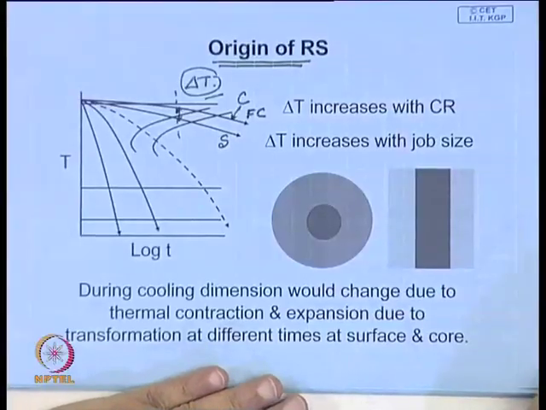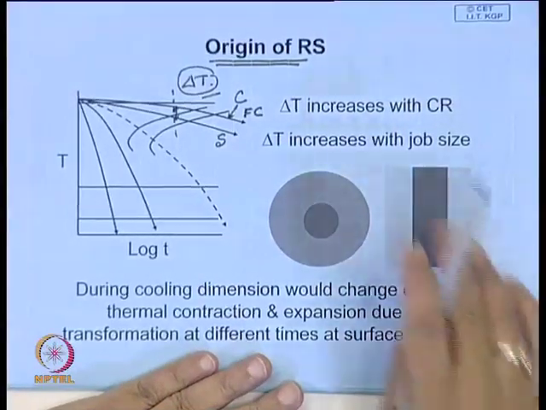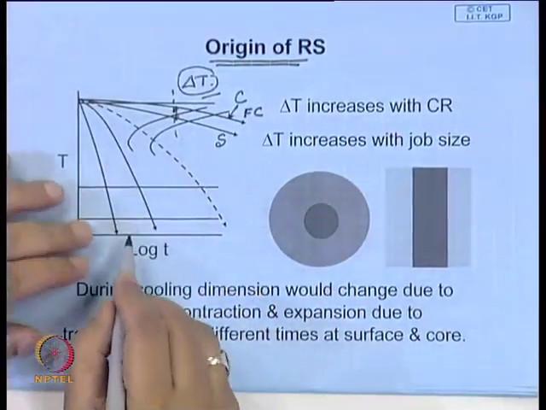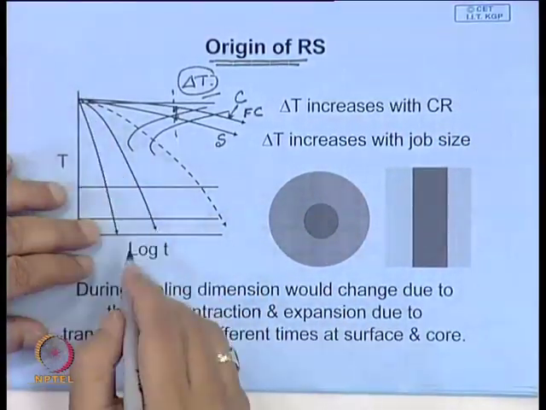As the temperature goes down, the job will try to become smaller. There will be thermal contraction, and as against that, when transformation takes place in the material, it will try to expand. And if one uses this judiciously, one can get a job with a minimum amount of residual stress or distortion. Now, look at what happens if you are quenching in water.